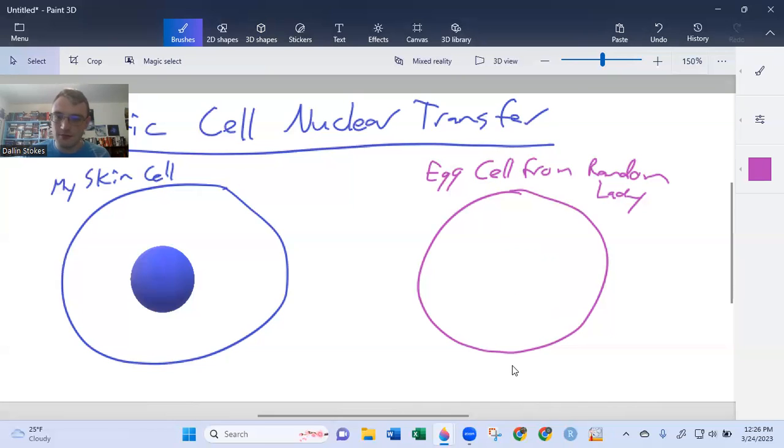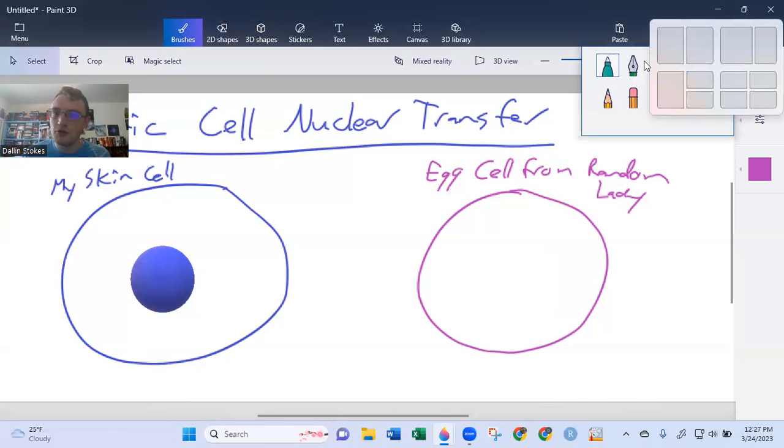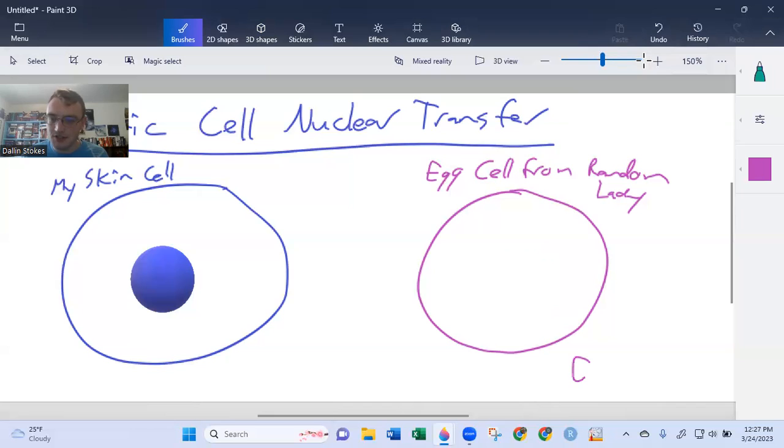If you see that term, you probably don't need to know it, but just in case you see it in your reading, enucleated cell just means it's a cell that had its nucleus removed. Okay, so it's a cell without a nucleus. So we've got this egg cell over here that had the nucleus removed.